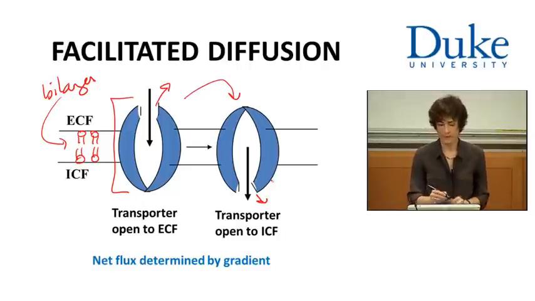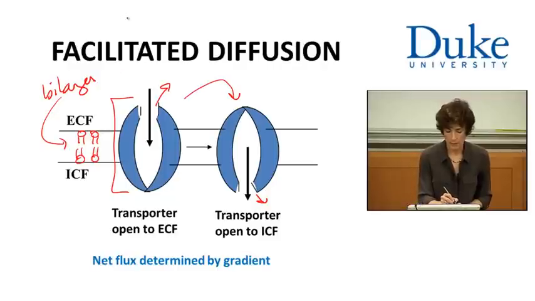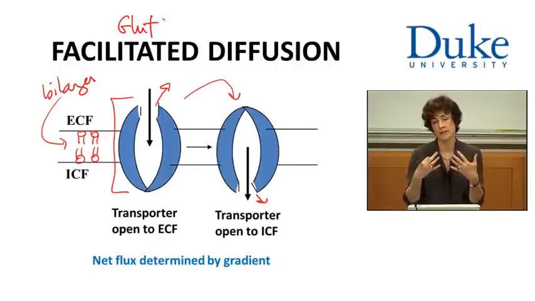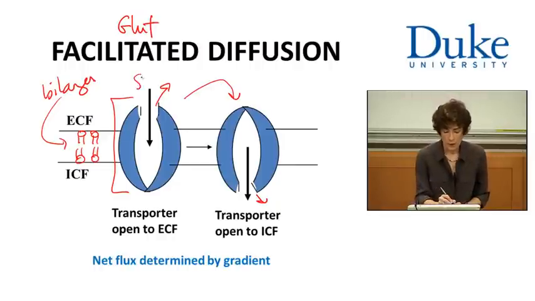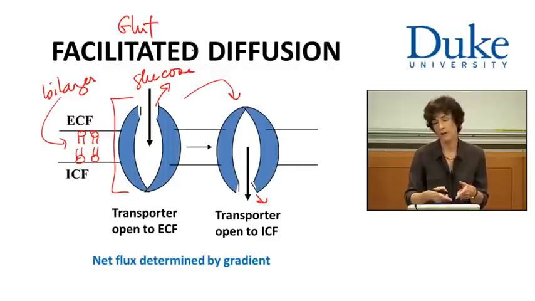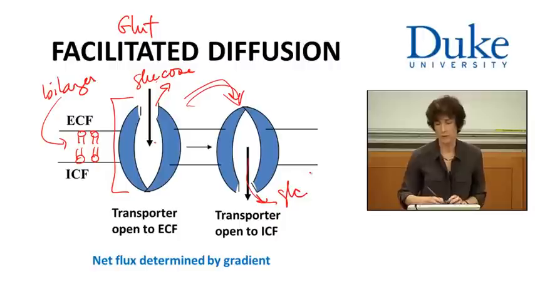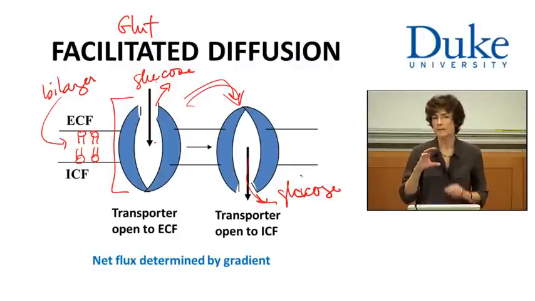A particular example of this would be the GLUT transporter, that is, the glucose transporter, or the GLUTs. This is a family of transporters that can move glucose into cells, and all cells have GLUT transporters. The glucose can enter into our carrier, this transporter, from the extracellular space, then there's a conformational switch, and now the glucose is released into the interior of the cell. This particular carrier, transporter, can move in both directions.